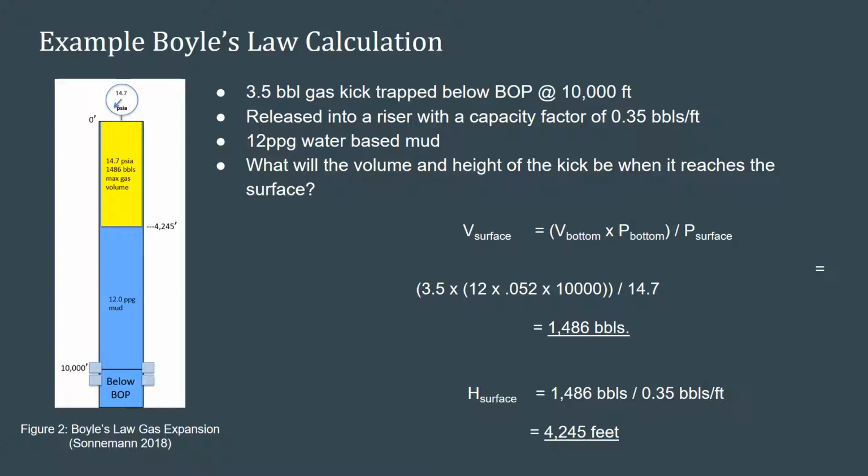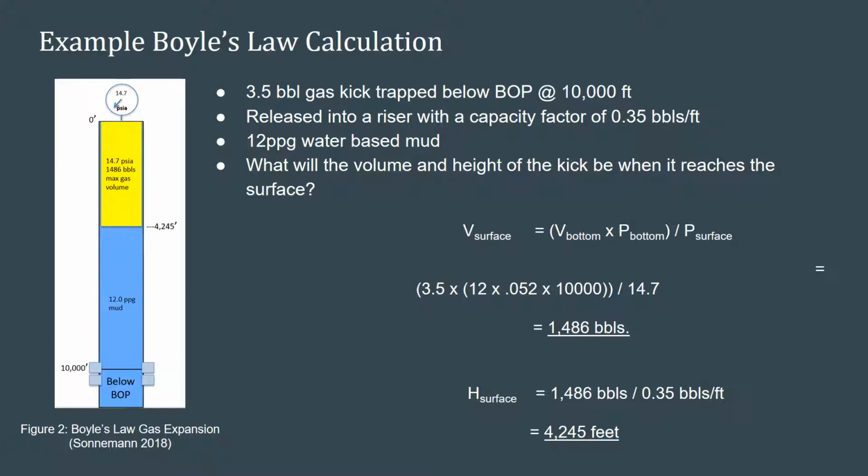For example, say we take a 3.5 barrel gas kick. It enters our riser at 10,000 feet below sea level just before we can shut in our BOP. The riser has a capacity factor of 0.35 barrels per foot, and it is filled with 12 pounds per gallon water-based mud. We can use the initial kick volume, the pressure at the bottom of the riser, which is just the hydrostatic pressure due to the 10,000 feet of drilling mud above it, and the surface pressure, which is just atmospheric, with Boyle's law to calculate the expected volume of the kick when it reaches the surface.